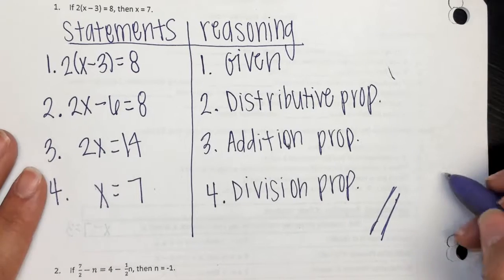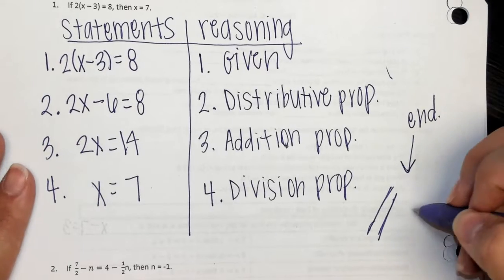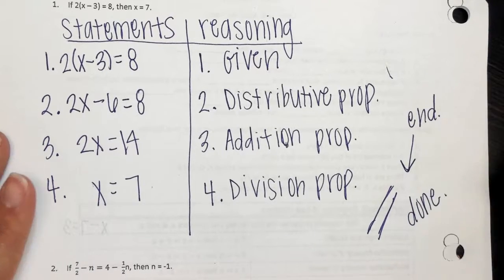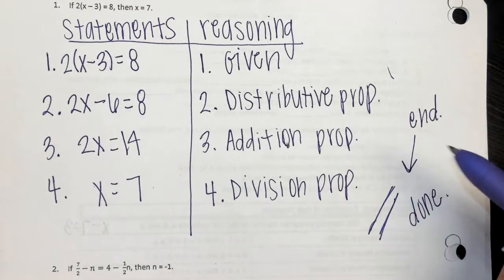Okay, so I want you to practice putting your ending. This means you're done. I'm done. Peace out. X is equal to 7. So many cuts, I just write. No, you have to write the 2 bars.